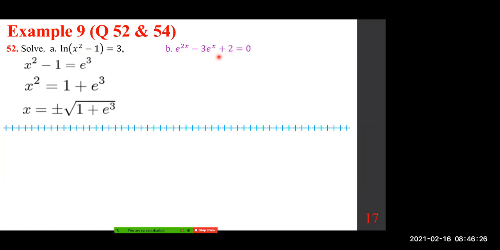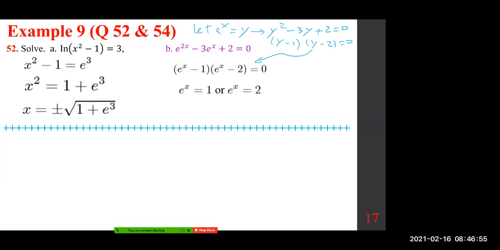If you can't see the factored format here, you can change it as follows. If it helps, let e to the power of x be, for example, y. Therefore, you're looking at y squared minus 3y plus 2 equal to 0. You factor this to (y minus 1)(y minus 2), and the rest is simple. E to the power of x is 1, which means x is ln 1, which is 0, and e to the power of x is 2, which means x is ln 2. And you keep it precise as such.